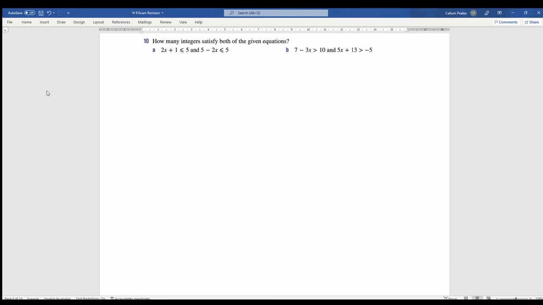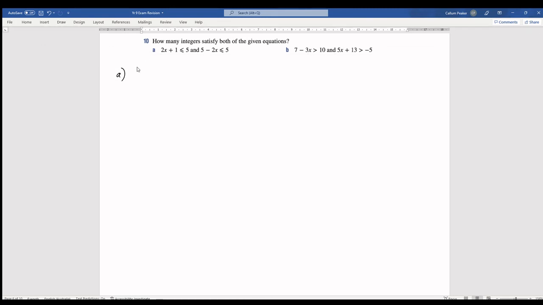Okay, so we're looking now at question 10, and I just wanted to do one of these, so I'll do question A, and I'm actually going to leave question B as an exercise for you to complete on your own. So, part A here, we want to know how many integers, which is how many whole numbers, satisfy both of the given equations. So here for part A, let me get out my pen again.